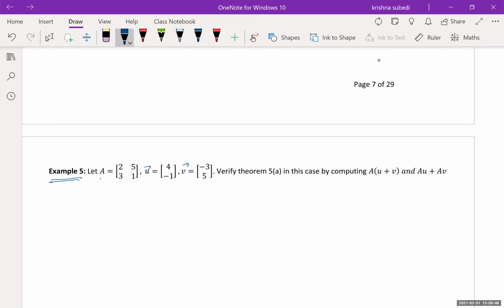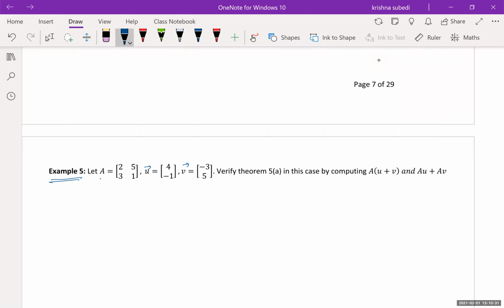U and V are vectors. By definition, a vector represents direction and magnitude, length, distance. But we already said before that whenever we have a one column matrix, we call it a vector. So this is a one column matrix, it's a vector. This vector is in R2 because there are two entries. Both of these vectors are in R2. So verify theorem 5a in this case by computing.